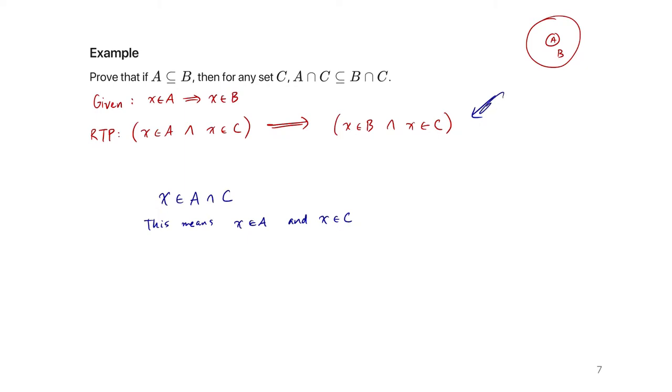So now I'm just looking at the original statement. Let's consider some element X that's in the intersection of A and C. Well, if it's in the intersection of A and C, it means it's in A and it's in C. But if X is in A, then X is in B. So all we're starting off by assuming is that X is in the intersection of A and C. It has to be in A and in C, but if it's in A, that tells us it also has to be in B. So that means we know it's in both B and C.